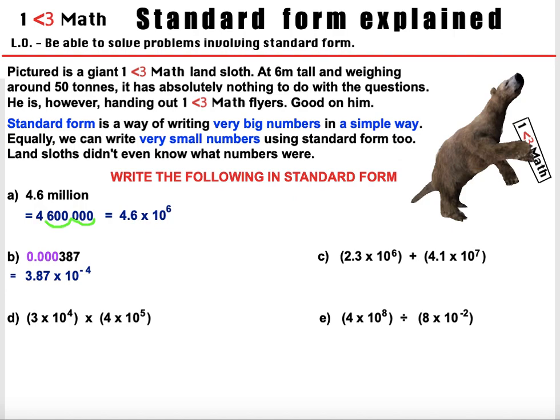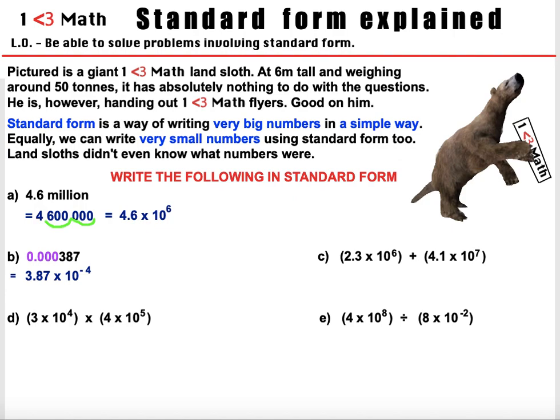And just to think about what 10 to the power of minus 4 would be, it would be 1 over 10 to the power of 4, and that would be 1 over 10,000. So 3.87 multiplied by 1 over 10,000 is 0.000387. Okay, so moving on to part C, we need to add these two terms in standard form.